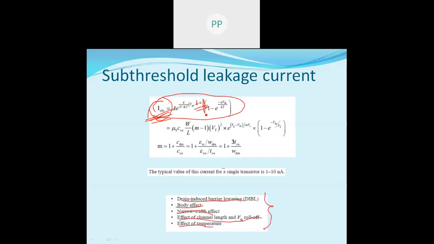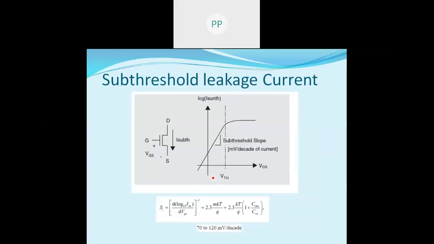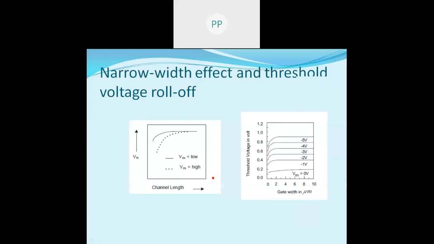There are different physical phenomena that happen in the device, like drain induced barrier lowering, body effect, narrow width effect, the effect of the channel length on the threshold voltage, and the effect of temperature. Because of these effects, VTH can be reduced, and a reduced VTH will be responsible for a larger subthreshold leakage current. I am going to skip this because I suppose that you already have an understanding about these techniques.